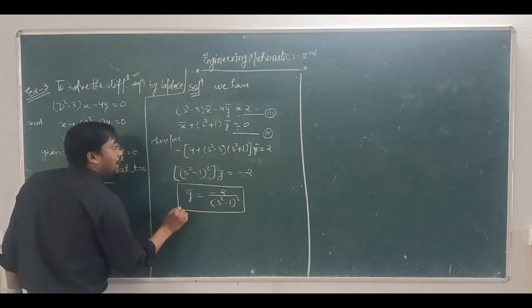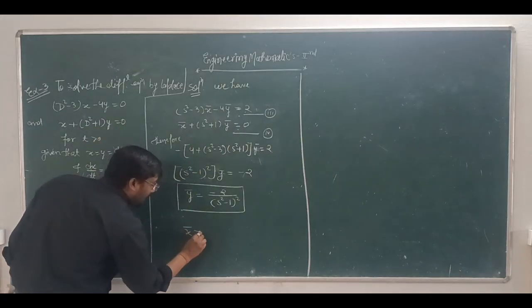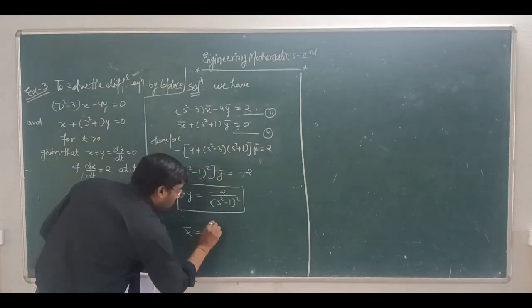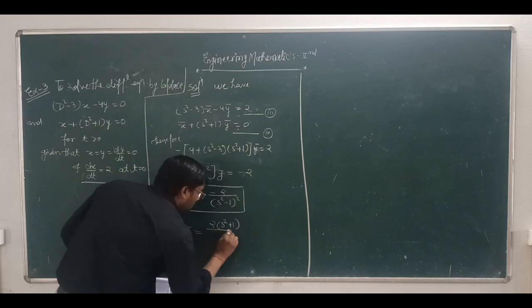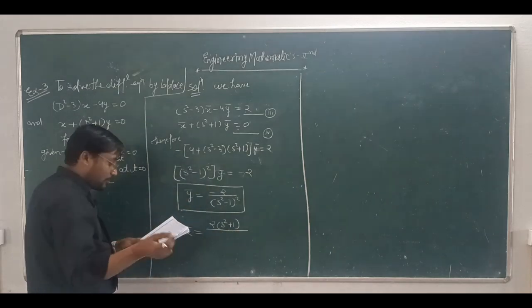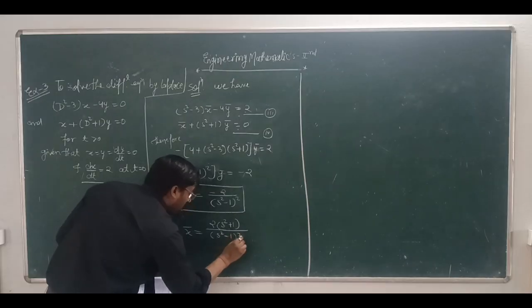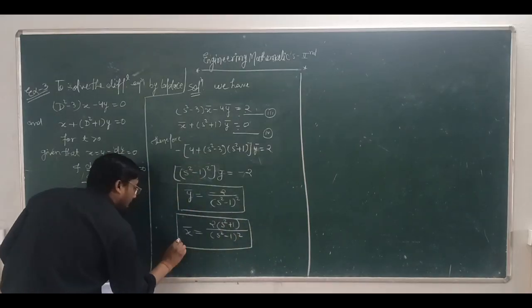And also find the value of x. Laplace of x is equal to, you can note down, 2(s square plus 1) upon (s square minus 1) to the power 2. This is the value of Laplace of x.